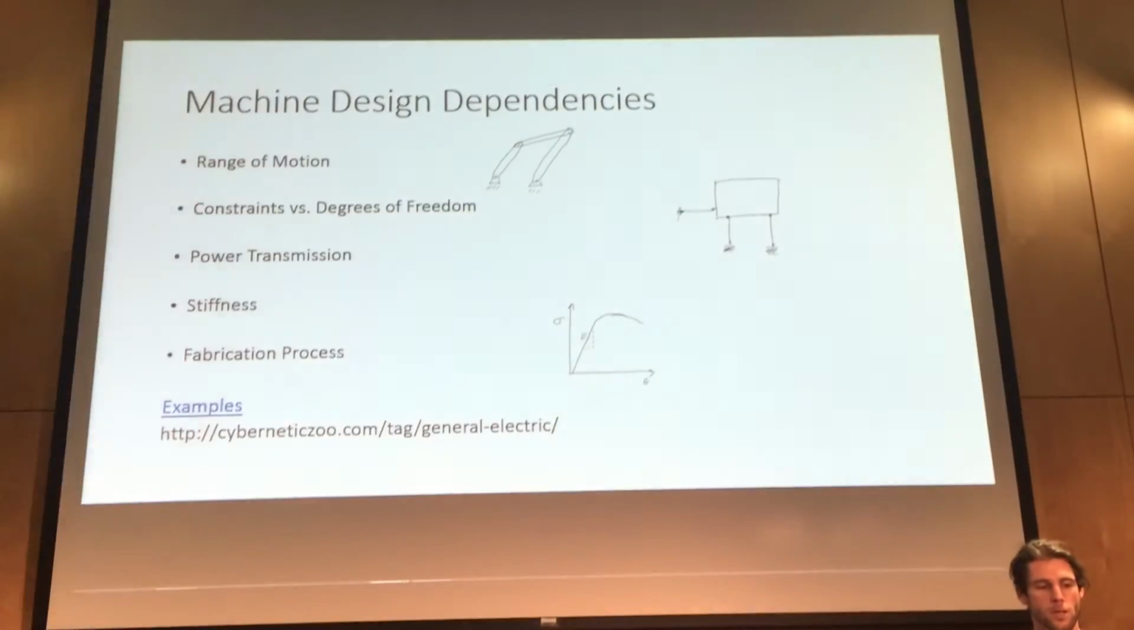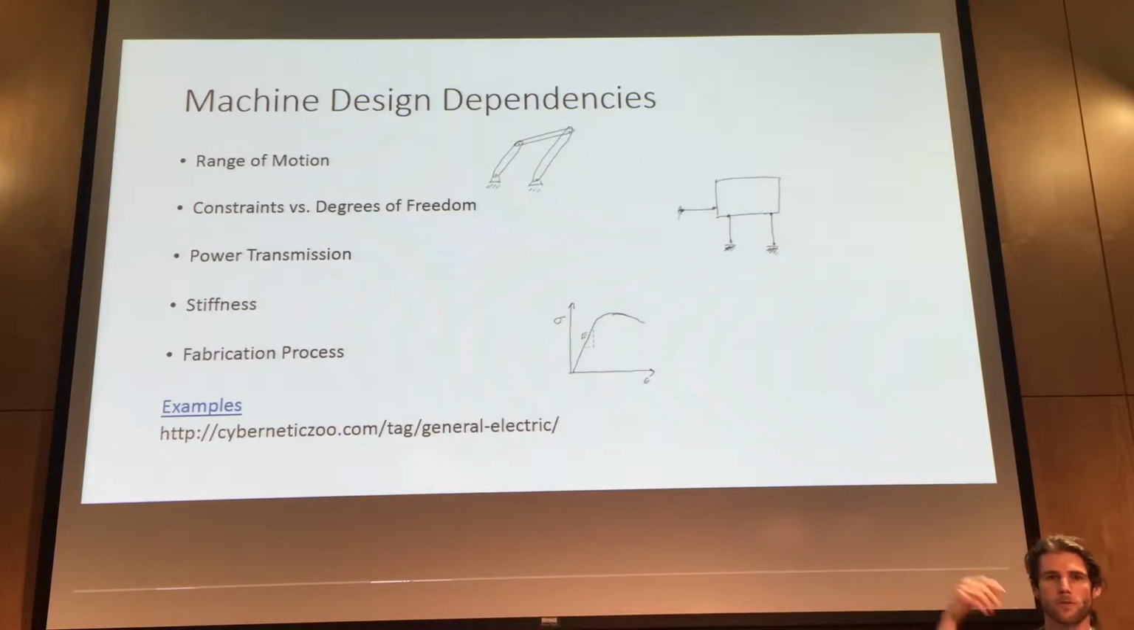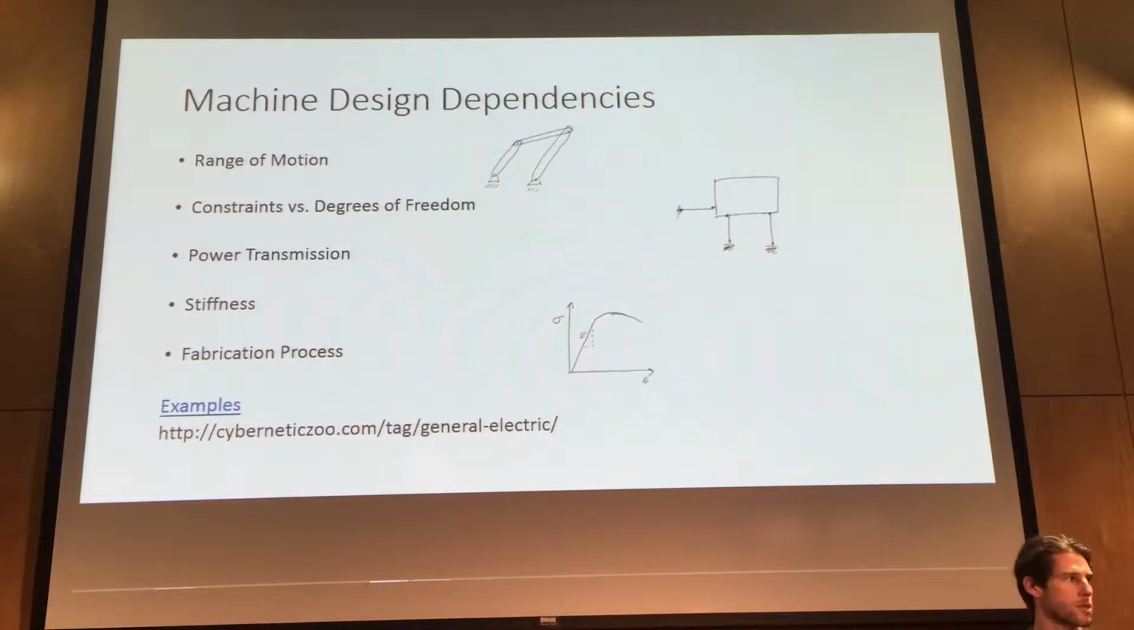Stiffness is a huge one, and of course the fabrication process. And all of these are intertwined with each other, so it's always an iterative process. But you kind of have to start somewhere, and usually you start with thinking about what range of motion you're going to need. Now, just to get started real quick, I brought a couple books with me that I use a lot.